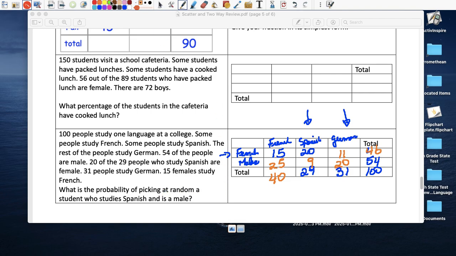What's the probability of picking at random a student who studies Spanish and is a male? Where's my Spanish and male? Males and Spanish right here. So what's the probability if there were 100 people? I took all their names, put them in a hat, and I pick one that speaks Spanish and is a male. 9 out of 100. I have a 9 out of 100 chance of accomplishing that.